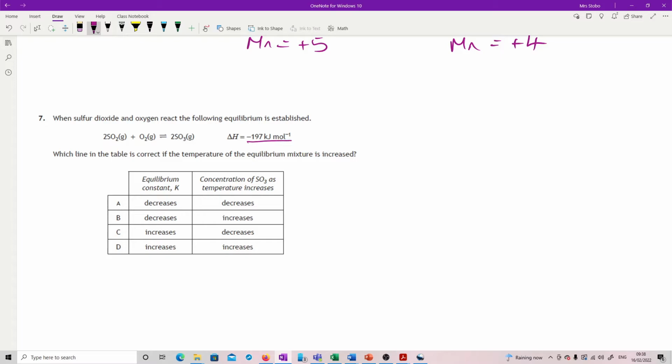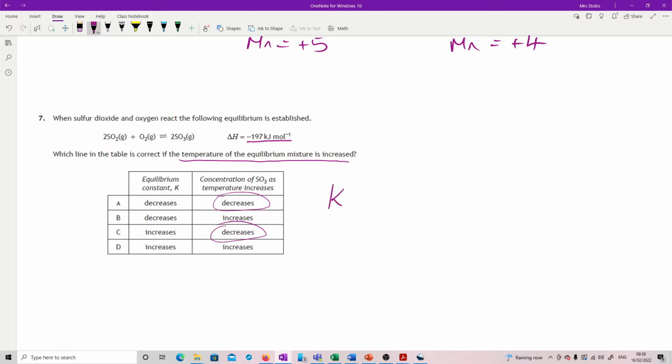Okay, the forward reaction here is negative. So the forward is exothermic. If I increase the temperature, I do not favour the forward. I'm going to favour the back. So what's going to happen is that my SO2 is going to decrease.